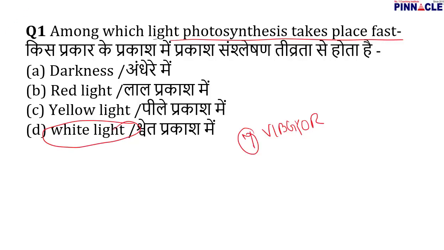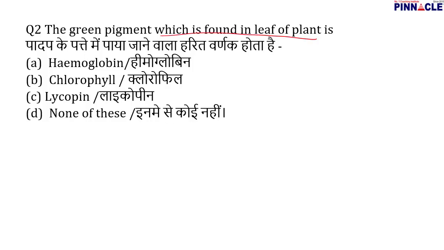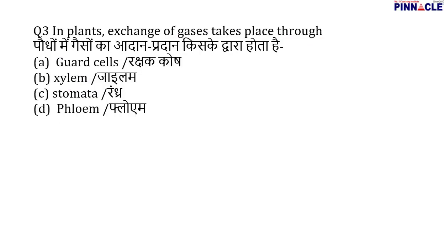Our question number 2 is, the green pigment which is found in leaf of plant is. We have to name that green pigment because of which the plant is green in color, and that green pigment is said to be chlorophyll. Because of the presence of this, the leaf is green in color, and chlorophyll helps in photosynthesis as well. Okay, so for question number 2, B, that is chlorophyll, is the correct option. Moving to question number 3.